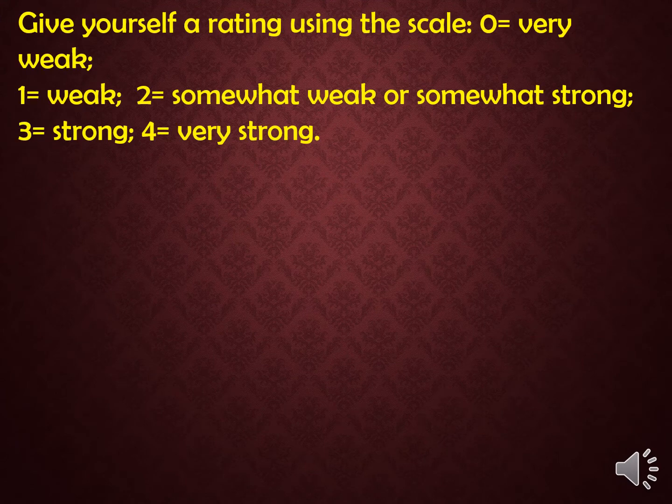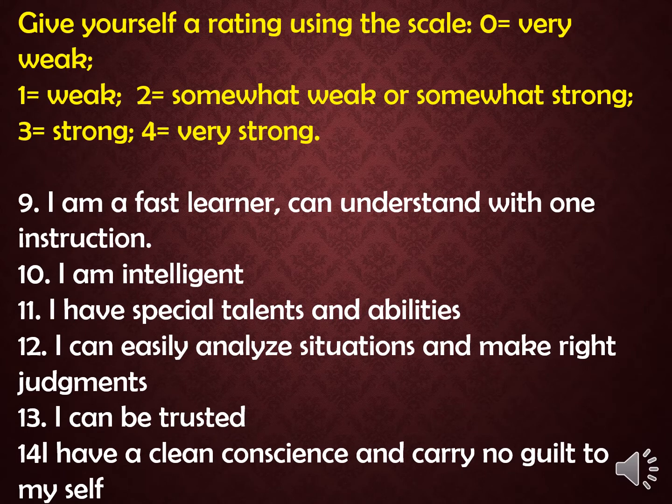Again, you still need to rate yourself from 0 to 4. 0 is very weak and 4 is very strong. Number 9, I am a fast learner, can understand with one instruction. Number 10, I am intelligent. Number 11, I have special talents and abilities. Number 12, I can easily analyze situations and make right judgments. Number 13, I can be trusted. Number 14, I have a clean conscience and carry no guilt to myself.